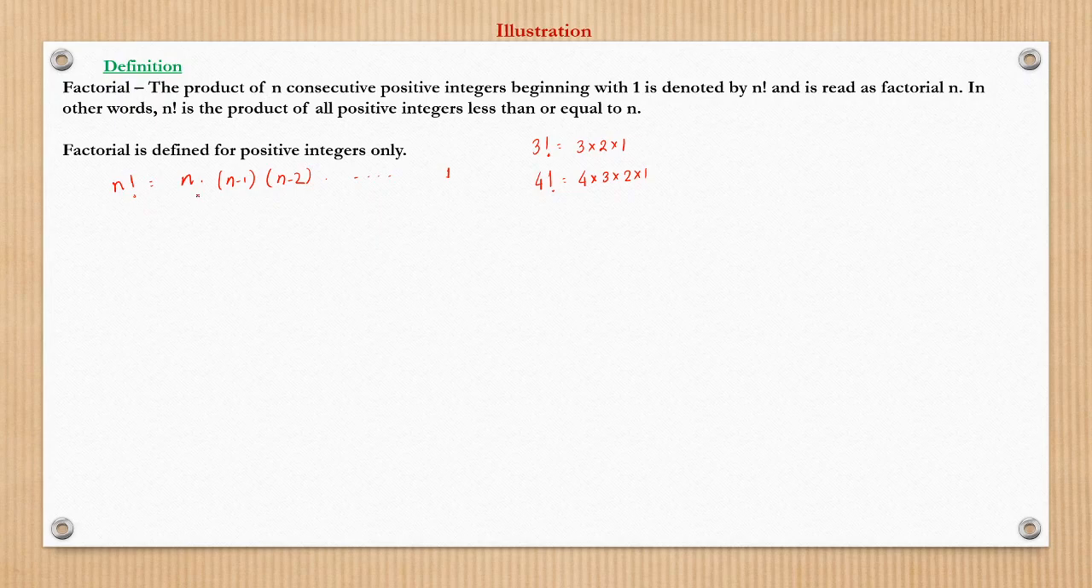So factorial of n would be nothing but n into n minus 1 into n minus 2 into so on till 1. And this is a factorial sign. Sometimes this is also given as this somewhere. So it means one and the same thing.